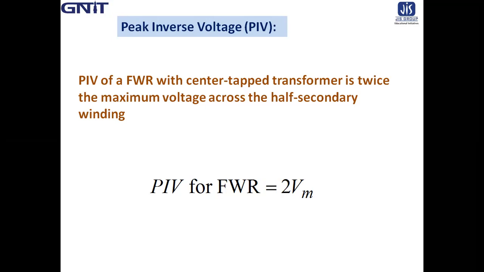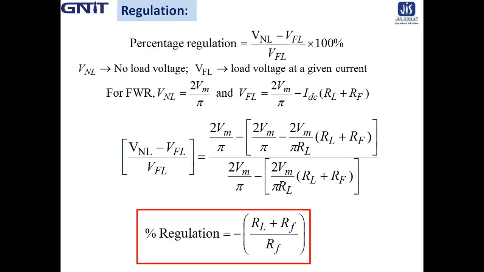So in case of the half wave rectifier, the PIV was Vm, but in case of the center tap full wave rectifier, the peak inverse voltage is 2 Vm. Next is the regulation calculation.